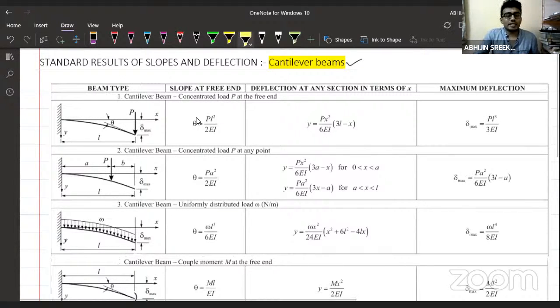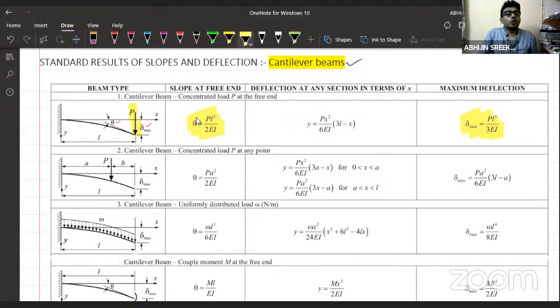You can see here a cantilever beam subjected to a point load at the free end. What is the delta max and what is the theta value? Theta value means slope at the end. Theta, the slope at the free end, which is the maximum slope, will be equal to PL square divided by 2EI. Remember this equation as it is. And the maximum deflection will be equal to PL cube divided by 3EI.